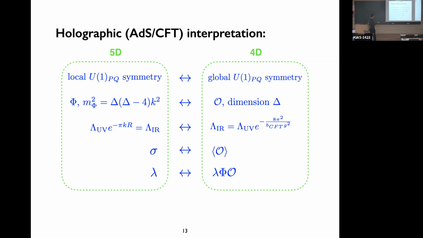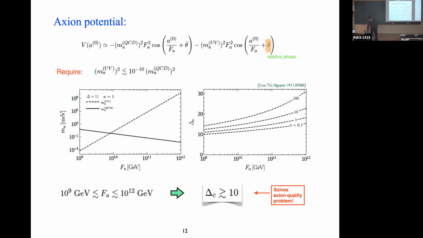The exponential warping, that's like a dimensional transmutation. So that's why you get the infrared scale to be much smaller than the UV scale. The sigma is that you have a vacuum expectation value of this operator. That's the spontaneous breaking. And lambda is some explicit breaking. But now you can see why delta had to be 10, because it's actually the dimension of the operator that you needed to suppress in the quality problem. It was the little n being 10 on the first slide back here.